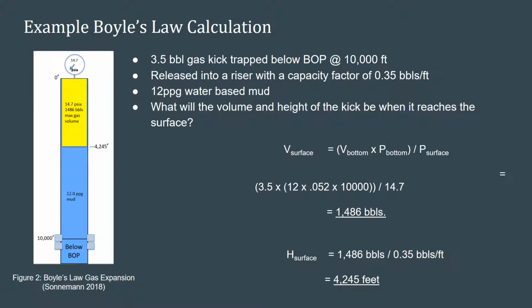In this example, we estimated that the 3.5 barrel kick will expand to 1,486 barrels, which results in a 4,245 foot column of gas in this riser.